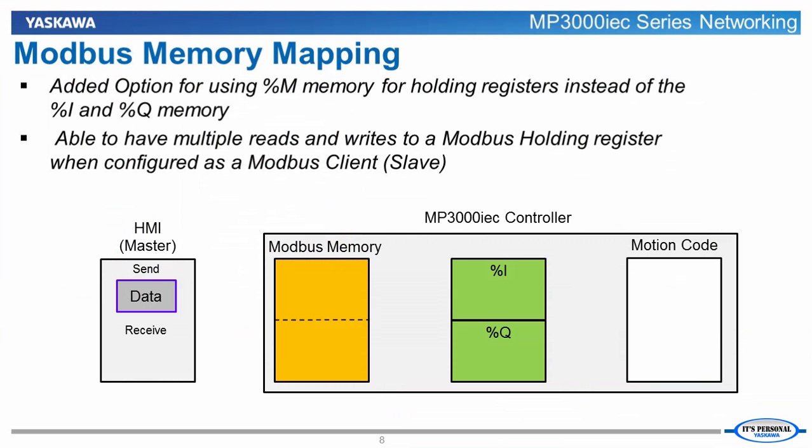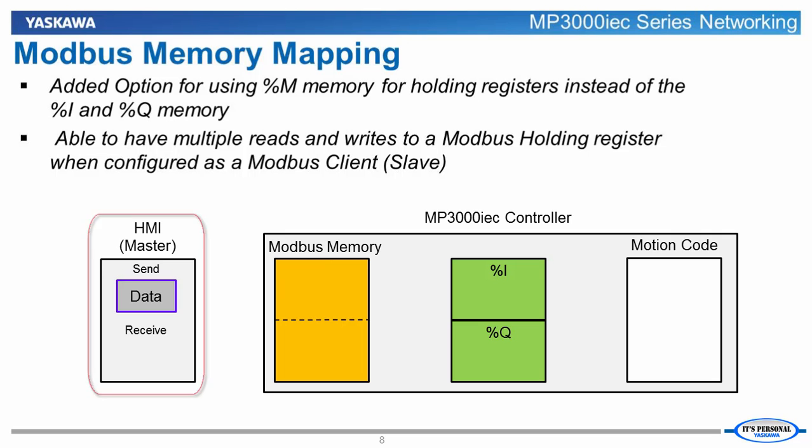An option has been added which allows the Modbus data to be stored in the %M memory area on the MP3000 IEC controller. Using the %M memory for the holding registers allows any of the network devices to read from the same variable, and it allows less memory to be used to hold the requested data.